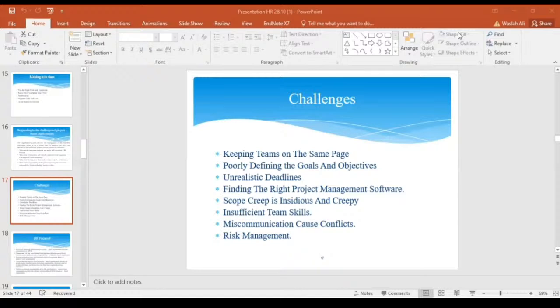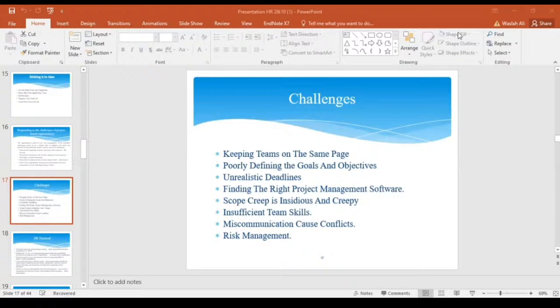Scope creep, insidious and creepy. Insufficient team scale. Miscommunication causes conflict. Mostly, such conflict causes the failing of a project, so it must be avoided. Risk management should also be kept in mind while working on any project.